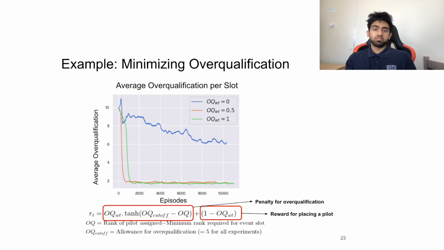Now, let's show an example for a particular reward structure. Here, we try to minimize the overqualification. Why do we want to do this? Many of the slots in the flights have minimum qualification requirements. That is, you need to be qualified for that flight. In an ideal scenario, we would want to save highly qualified pilots for the difficult flights and not assign them to flights which could have been otherwise fulfilled by a lower ranking pilot. As you can see, the more we train, the average overqualification gets lower and lower. This shows that the RL agent is learning to minimize the overqualification.